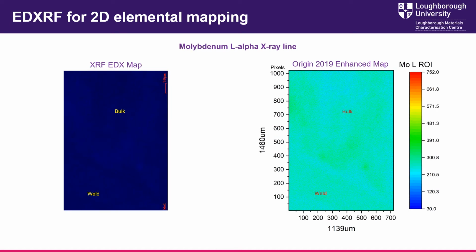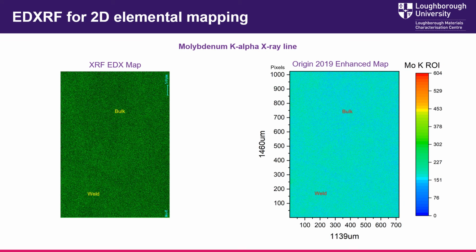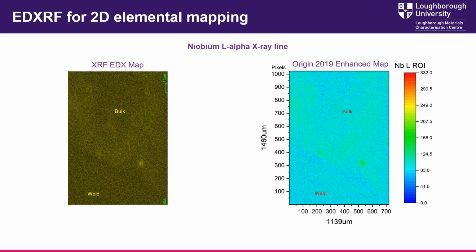The molybdenum L-alpha X-ray line map is pretty similar to the previous sulfur K-alpha X-ray line map. We can use the molybdenum K-alpha X-ray line to map for molybdenum, which is shown as evenly distributed across the sample. Niobium has some subtle features across the weld-bulk region.